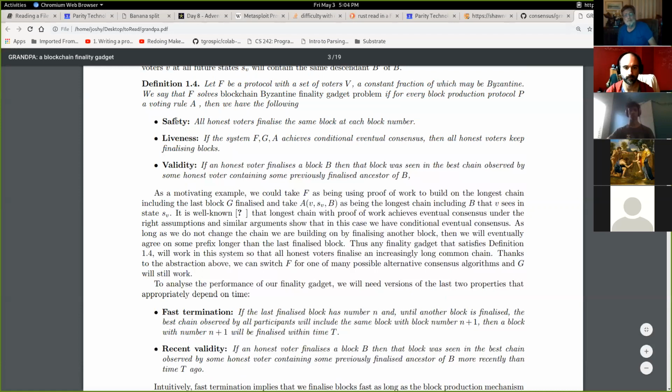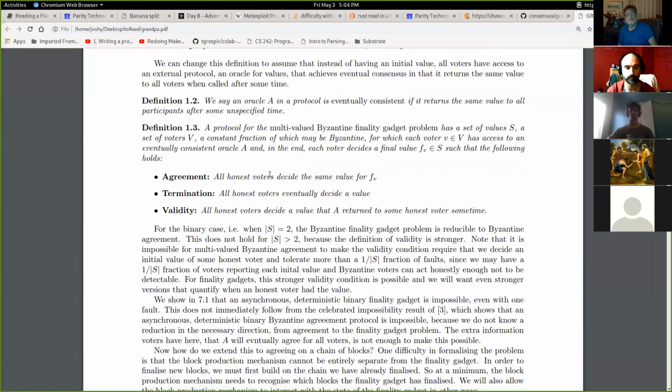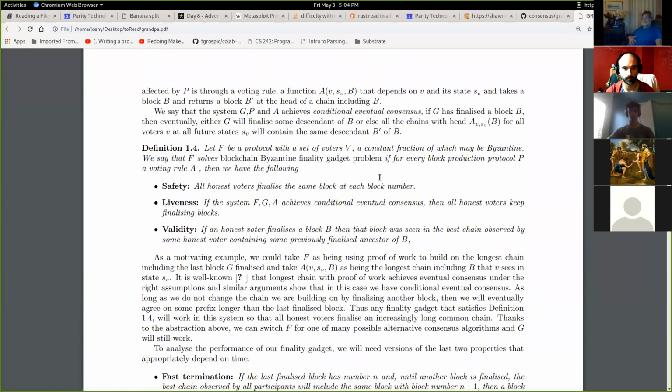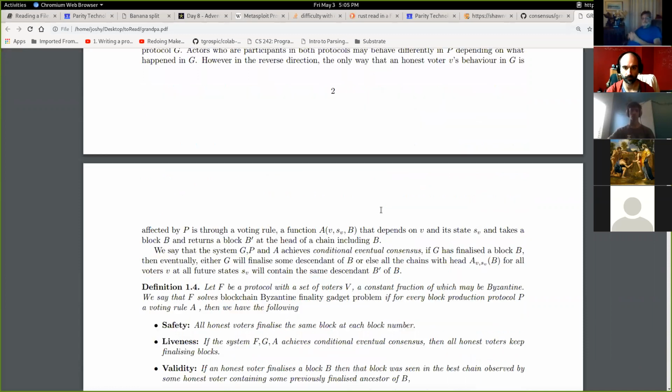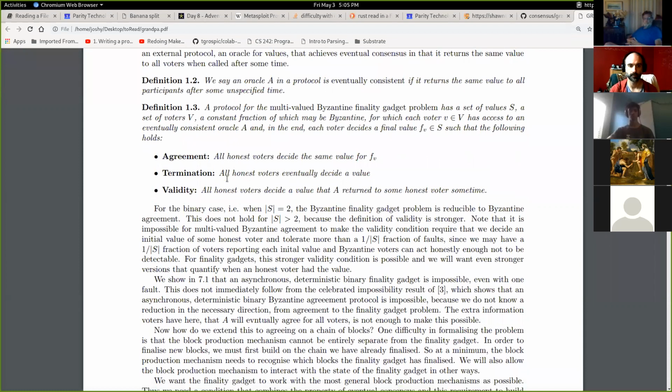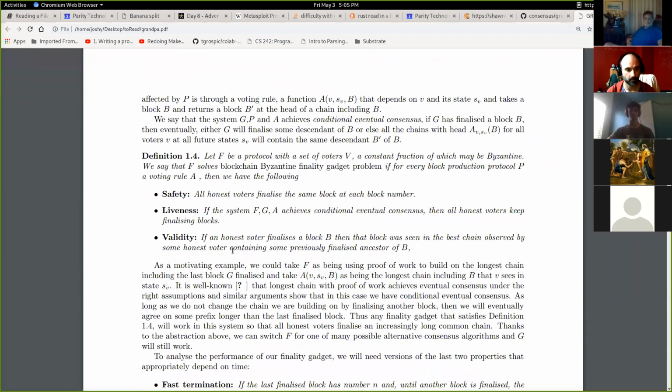Oh, so this seems like a generalization of agreement. Because here we were saying we decide on the same thing, end of story. Here we're saying we decide on the same thing for each block height. Liveness: if the system FGA achieves conditional eventual consensus, then all honest voters keep finalizing blocks. What was the one before? Oh, termination. It's like the opposite of termination, actually. And validity: if an honest voter finalizes a block B, then that block was seen in the best chain observed by some honest voter containing some previously finalized ancestor of B.